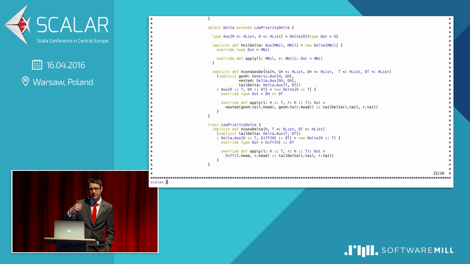Because it's how the implicit resolution works. When the compiler is searching for an implicit, if it doesn't find it in the current scope, it will then go up the type hierarchy and try a supertrait to find its implicit. So in the case where we have a generic representation for the head, it will call this. But if the head is int or double or string, it wouldn't find it here, and then it will go up into the low priority delta.